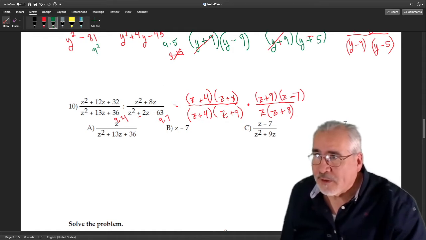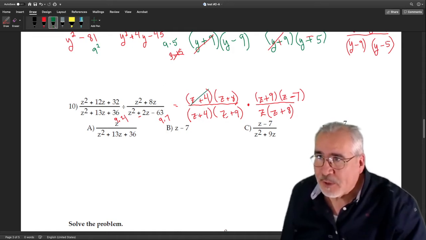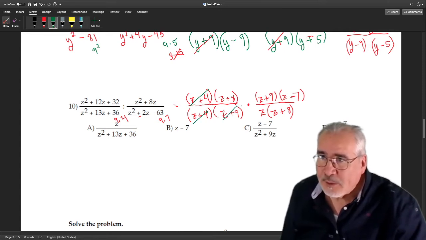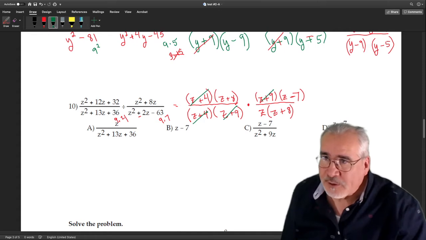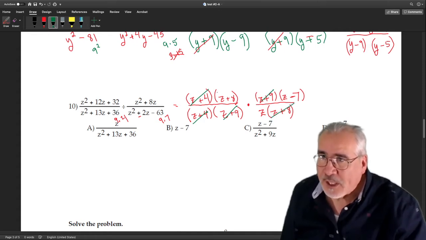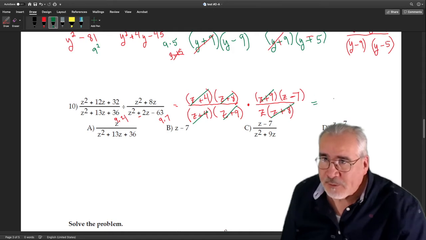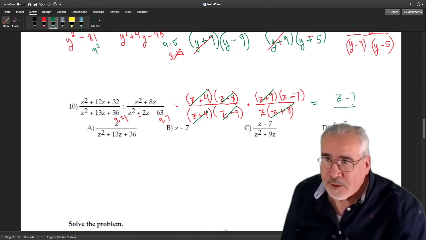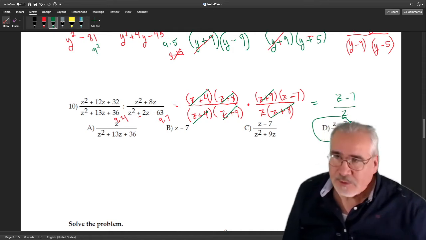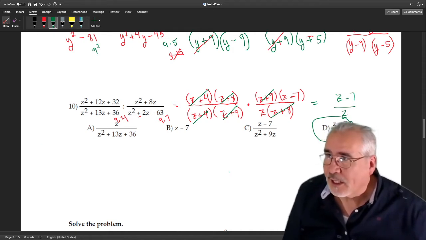So let's see what we have in the top and the bottom. z plus 4, that'll give us a factor of 1. z plus 9, that gives us a factor of 1. z plus 8, that gives us a factor of 1. And then finally what's left behind, z minus 7 over z. And that's answer D. Just like that.